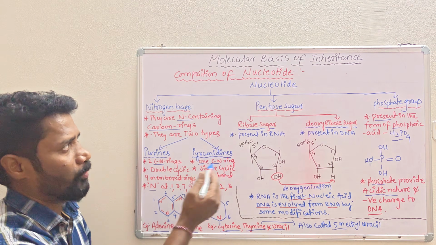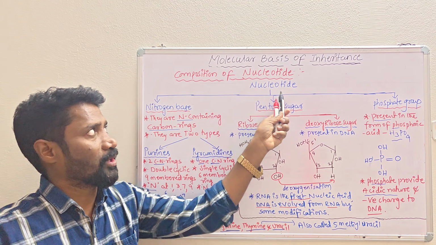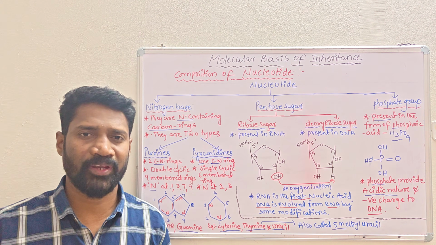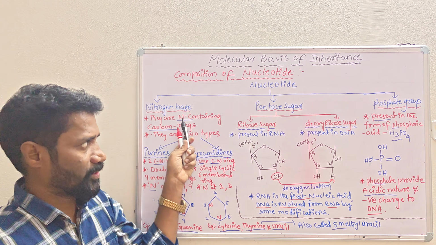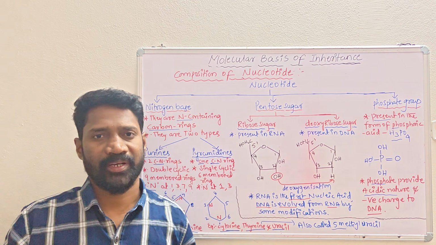This is about the chemical composition of a nucleotide. Each and every nucleotide has how many components? Three components: nitrogen base, pentose sugar, phosphate group.